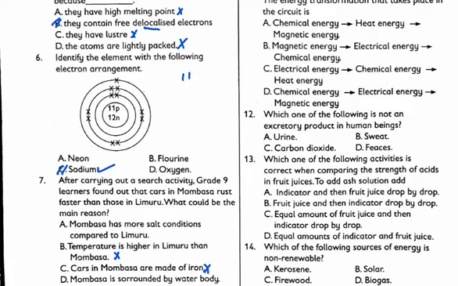But D, Mombasa is surrounded by water body. That is not the cause. And therefore the correct option is A, which says that Mombasa has more salt conditions compared to Limuru. So you know that salt conditions and acidic conditions accelerate rusting. That's why cars in Mombasa rust faster than those in Limuru. And therefore the answer is A.